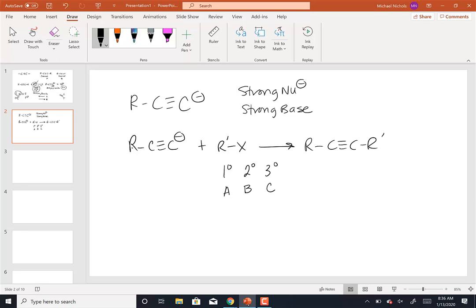So, in order to do this reaction, what kind of alkyl halide do I need to use? Take a minute, discuss, and what I'm probably going to do is ask you one by one.